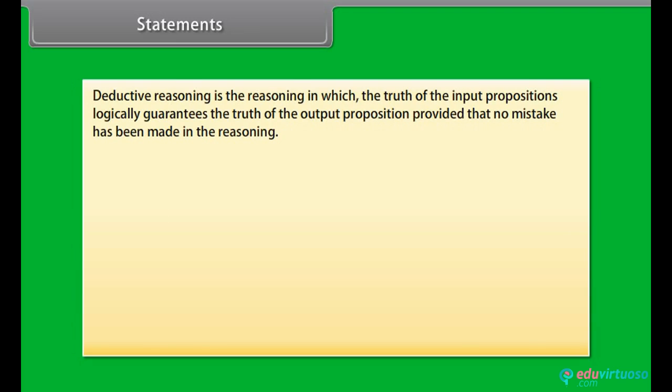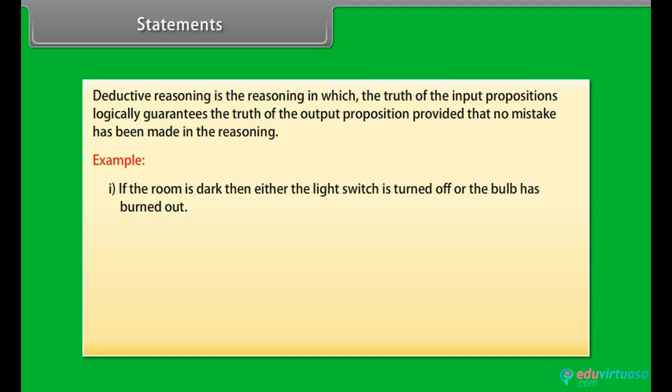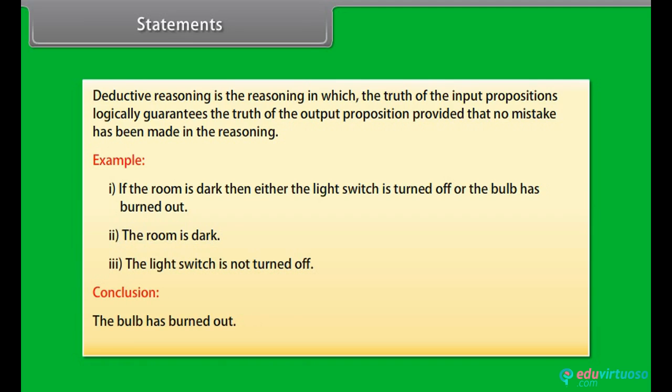Deductive reasoning is the reasoning in which the truth of the input propositions logically guarantees the truth of the output proposition, provided that no mistake has been made in the reasoning. Example: 1. If the room is dark, then either the light switch is turned off or the bulb has burned out. 2. The room is dark. 3. The light switch is not turned off. Conclusion: the bulb has burned out.